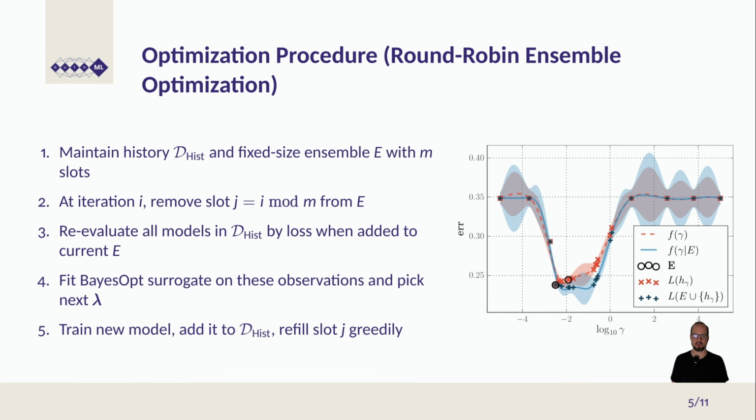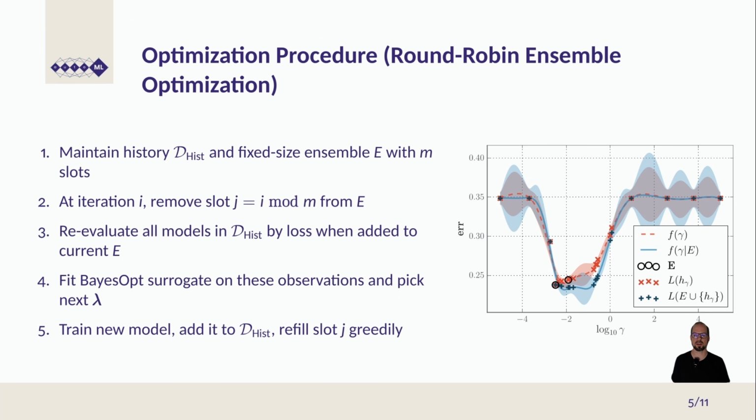How does this look in practice? We actually do this in a round-robin fashion. We have a history and a fixed size of the ensemble with m slots. At each iteration, we remove one of the models from the ensemble and re-evaluate how adding all of the models in the history would actually perform when added to the current ensemble. So we basically simulate adding them back to the ensemble. And this will then form our training signal on which we train the Gaussian process that we then use for Bayesian optimization. The next step is then similar, or actually equal, to Bayesian optimization.